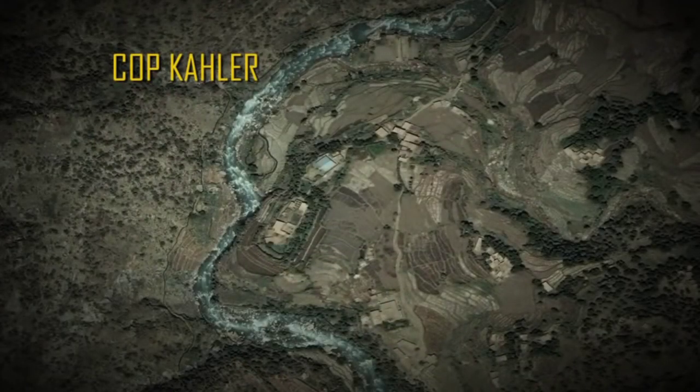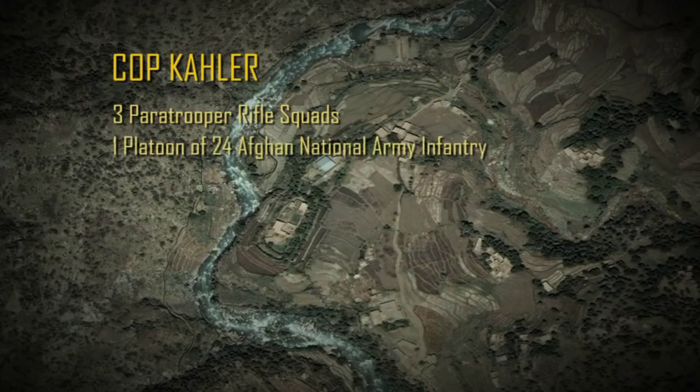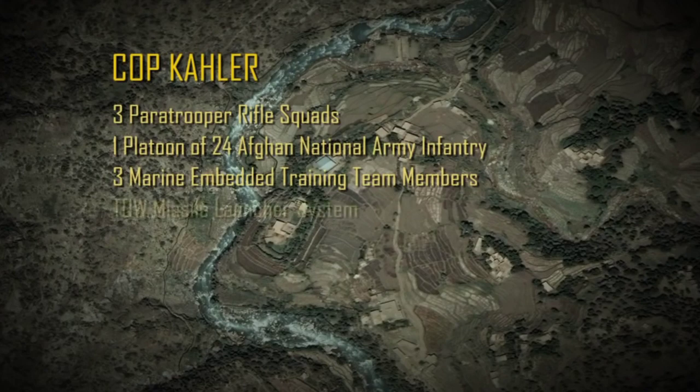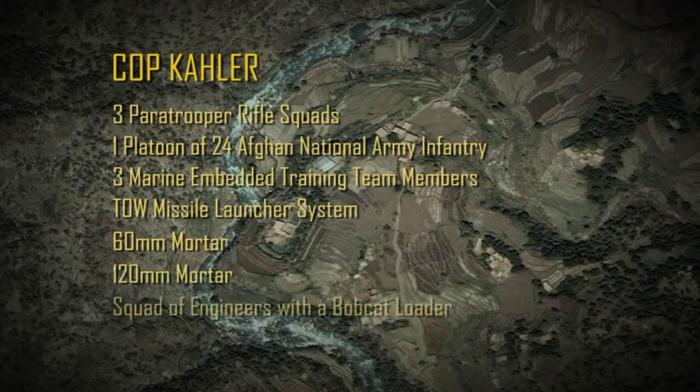The force at COP Kahler was sizable, consisting of 3 paratrooper rifle squads, each with a vehicle and crew-served weapon, a platoon of 24 Afghan National Army infantry, and 3 Marine embedded training team members. For fire support, the platoon was augmented with the tube-launched, optically tracked, wire-guided TOW missile launcher system, a 60mm mortar, and a 120mm mortar. They were also augmented with a squad of engineers with a Bobcat loader to build fortifications and a long-range advanced scout surveillance system, LRAS-3, to provide around-the-clock surveillance.